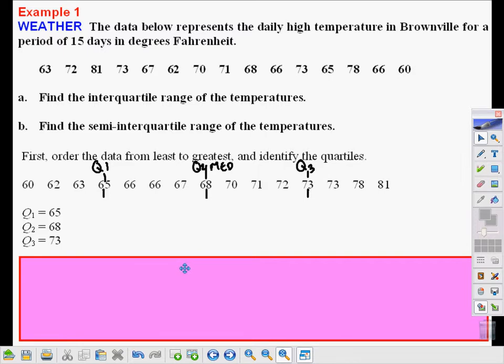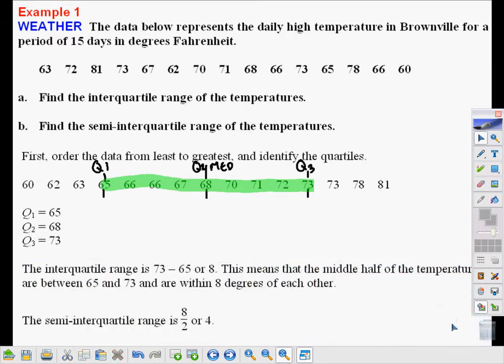Okay, so then the semi-interquartile range. I begin by finding the range of the inner quarters, which are the end of the second quarter and the third quarter. So 65 to 73, that's a difference of 8. And so I'm going to do semi, which means half of that. So I will take half of that 8 degrees, which is 4. So I have an interquartile range of 8 and a semi-interquartile range of 4. Okay.